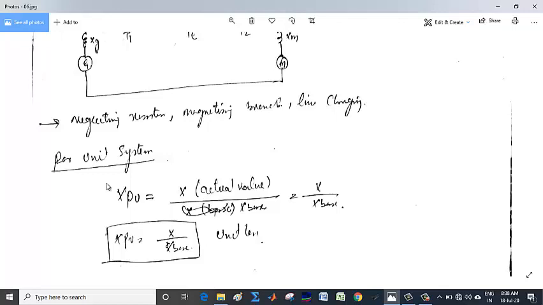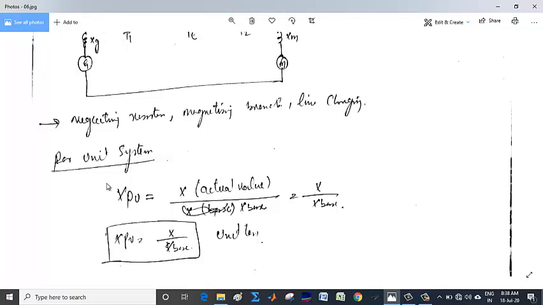For example, if we have a base current, a reference value of the current, of 10 amperes, and the actual current flowing through the system is 5 amperes, the per unit value of the current in this case will be the actual value of the current divided by the reference value. With respect to the reference value, how much current is actually flowing through the system, that is 0.5. We are simply dividing the actual value by the base value.